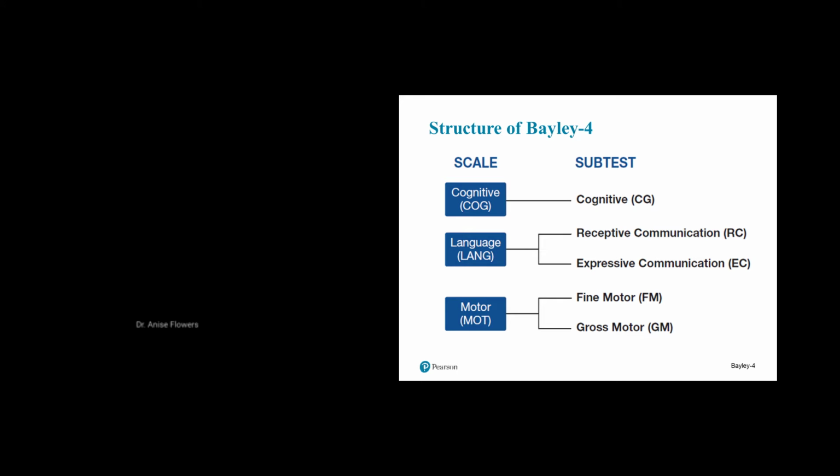So the structure of the Bayley, there are 3 scales that you administer by giving tasks and items directly to the child. That's the cognitive, language, and motor scales. Within language and motor, you also have two subtests that break it down into further areas. So for language, we have a receptive communication and an expressive communication subtest. You would get a score for how the child is doing in each of those areas, as well as a composite score for the overall language skills. Then for motor, you have your subtest for fine motor and gross motor skills and your motor composite score.